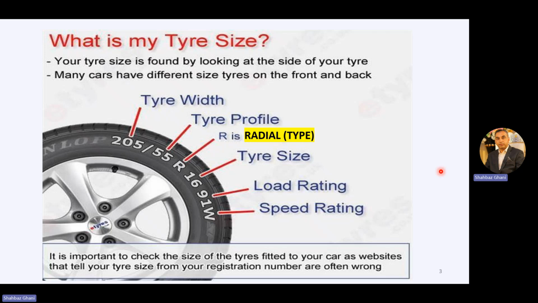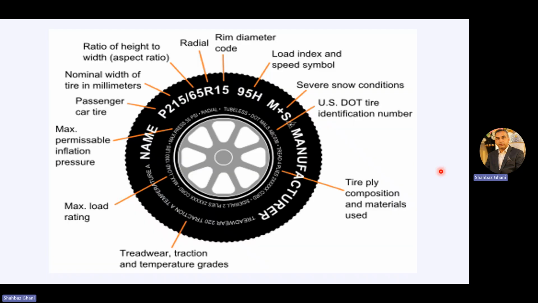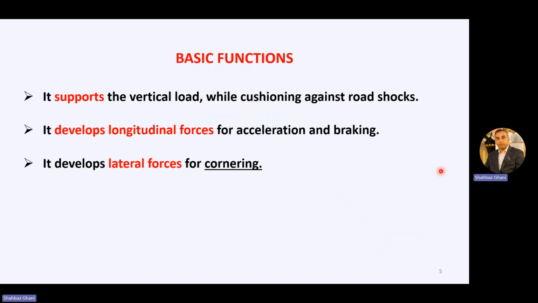First, a quick recap. This was the basic initial figure. A lot of information is given on the side walls of your tire: the tire width, profile, aspect ratio, which type of tire it is, the inner dia of the wheel or the rim dia, the load rating, the load and speed index. Then the detail of the side wall information, what all information is given on the tire, is mentioned here. And three basic functions: it supports the vertical load, develops longitudinal forces and develops lateral forces for cornering.